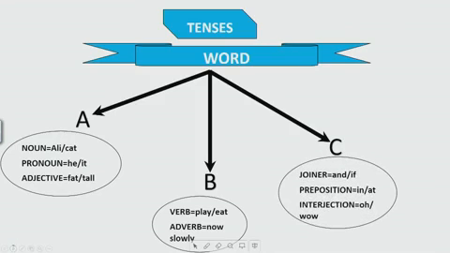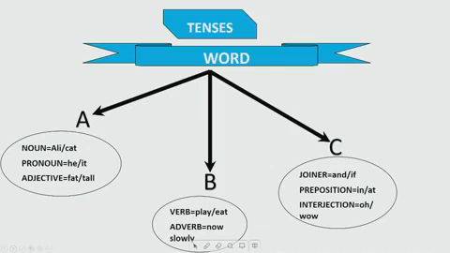Group C, there are joiners. To join, they can be used with group A or group B. Like and can join two sentences, two nouns, Ali and Ahmad, two pronouns, adjectives, and so on. And there is like if and so on. There is preposition, the prepositions in and on and at, okay. And the last one is interjection. Interjection like oh, like wow, like hello, and so on. Okay, this is the word.